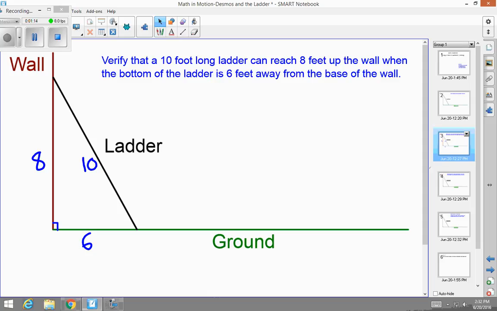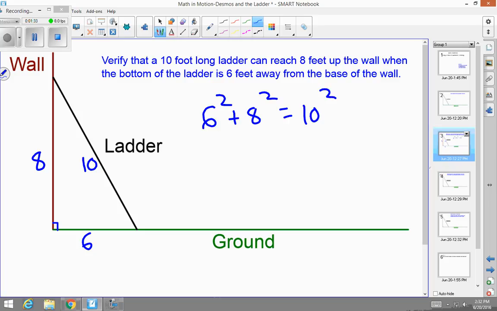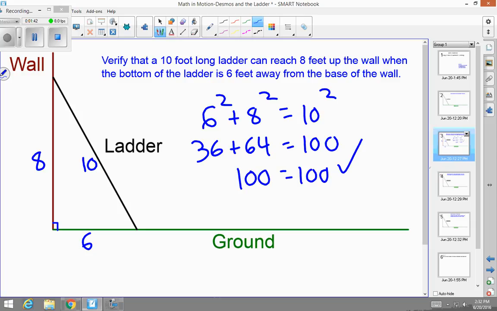A typical question might be just to verify. So if I have a wall and a ladder reaches up 8 feet up on the wall, and the ladder is specifically 10 feet in length, it should be stretching 6 feet away from the wall on the ground. And to verify that, you could do Pythagorean theorem. So you could do 6 squared plus 8 squared equals 10 squared. And you could show that 36 and 64 combined together should add up to 100, which it does. So not really solving anything here, verifying.